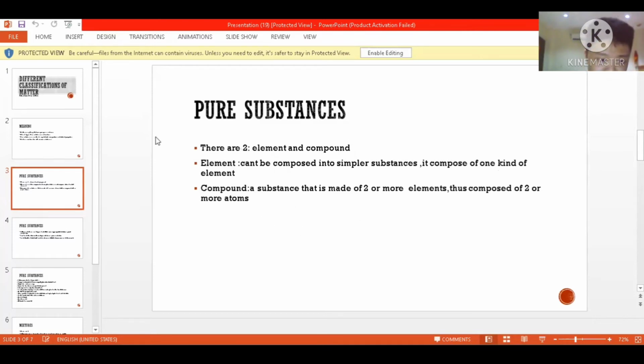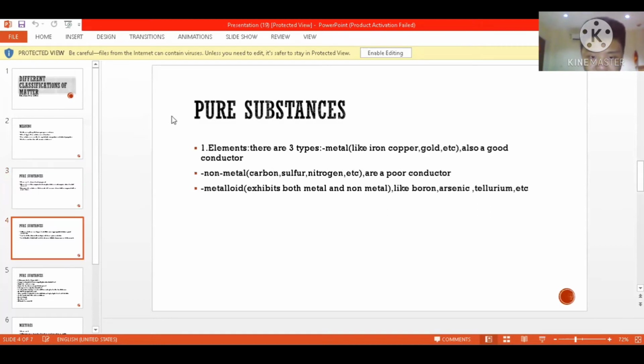Now we go to the types of elements. Elements have three types. The first is metal, like iron, copper, gold, etc. It is also a good conductor. In the periodic table, it has alkali metal, transition metal, and basic metal. While non-metals, like carbon, sulfur, and nitrogen, are poor conductors, meaning they cannot conduct electricity or heat.